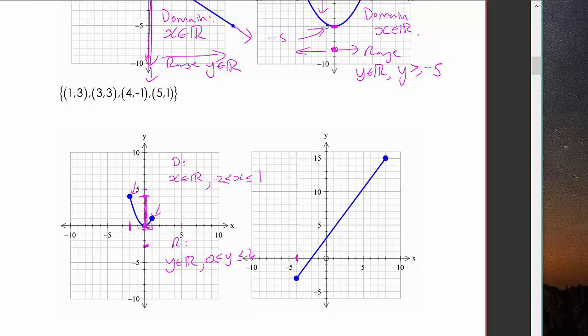Again, we have a restricted domain, which seems to go from -4 up to 8. So our domain would be x is a real. X is greater than or equal to -4, less than or equal to 8. Again, if those had been blank circles, we would just have a less than. Now the range, where do we see it going upwards on the y-axis? We see it from here, which is at -3 up to 15. So our range is y is a real, and y is greater than or equal to -3 and less than or equal to 15.